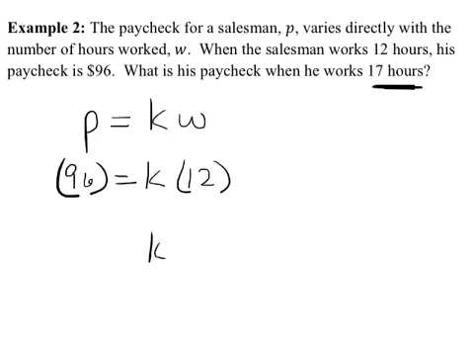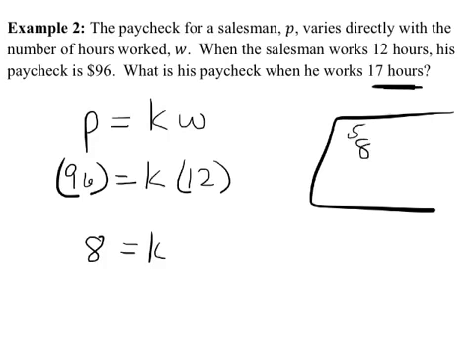If we divide both sides by 12, we're going to get K equals 8, which is really saying, just as a side note, the hourly rate is $8 per hour. It's obvious because the units of P are dollars and the units of 12 are hours. So you take the units of dollars divided by the 12 hours.